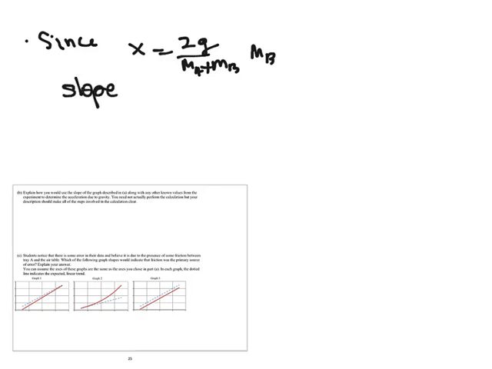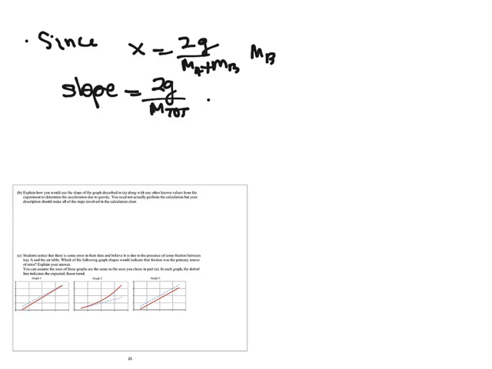Alright, in part B it asks us to explain how you would use the slope of the graph to solve for g. Basically, since we have x is equal to 2g over ma plus mb times mb, our slope is equal to 2g over m total. Okay, and I can solve for g.